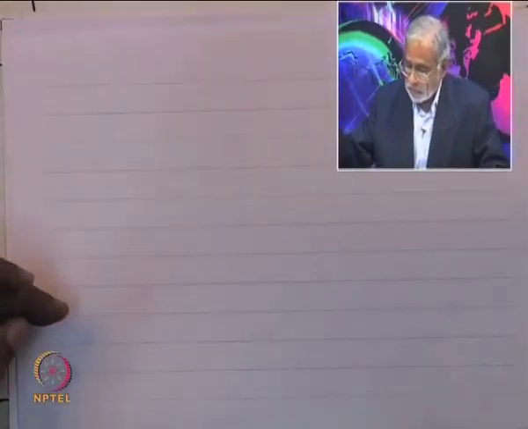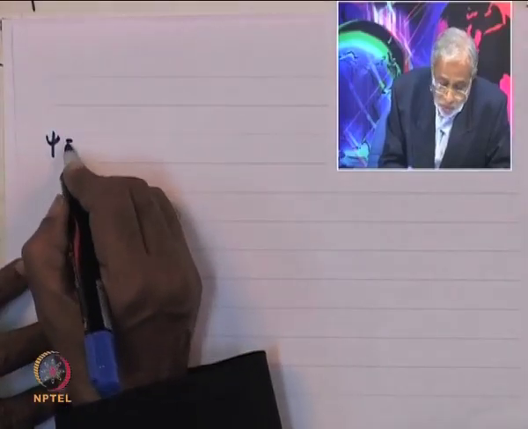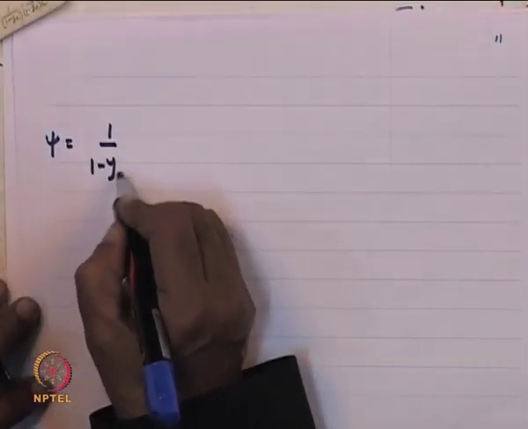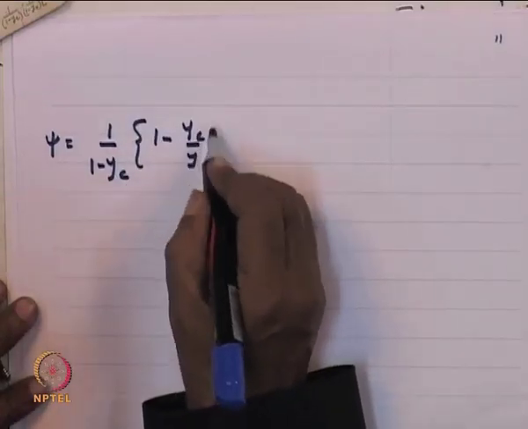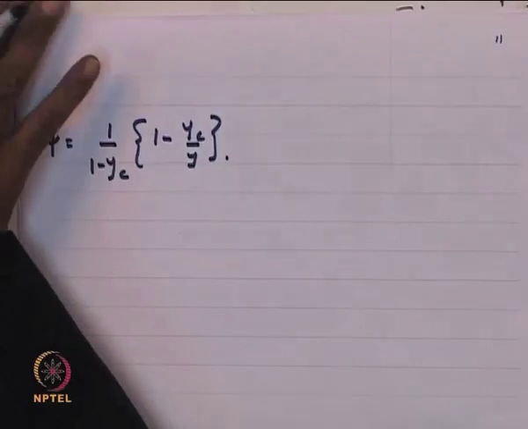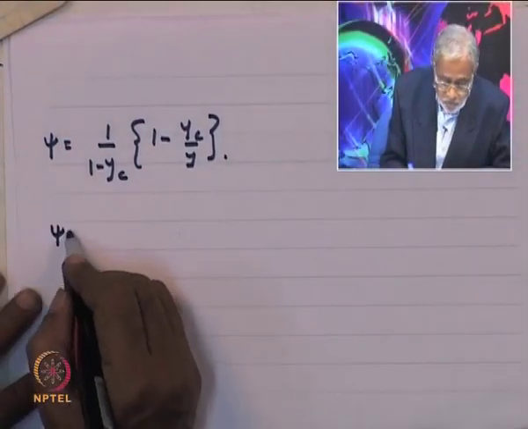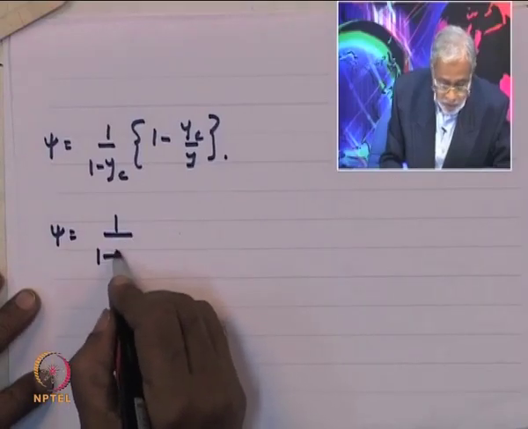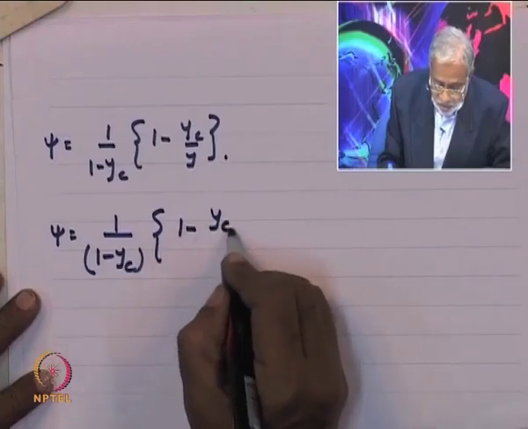So, now our solution, let me just write the solution, psi equal to 1 by 1 minus y c, times 1 minus y c by y. This is the solution. We can write it in a slightly more comfortable form, psi equal to 1 by 1 minus y c, within brackets, 1 minus y c by y.